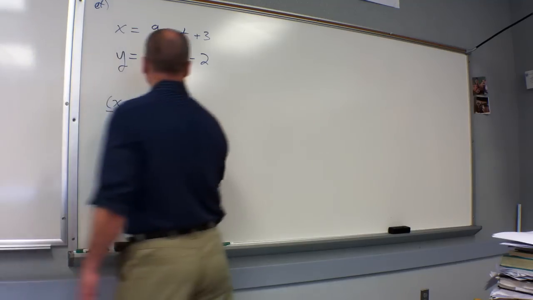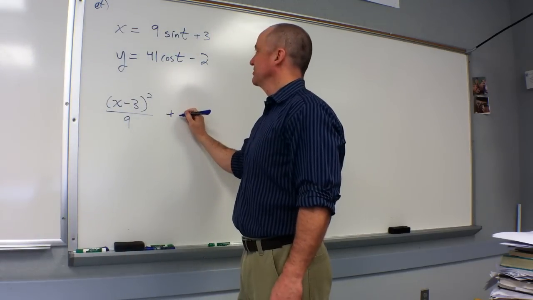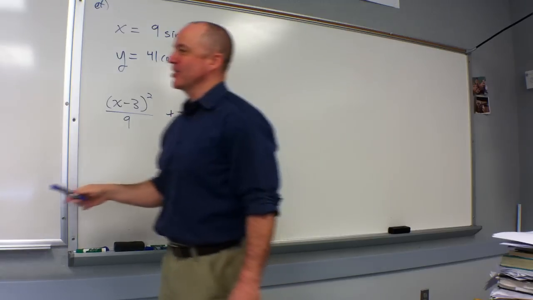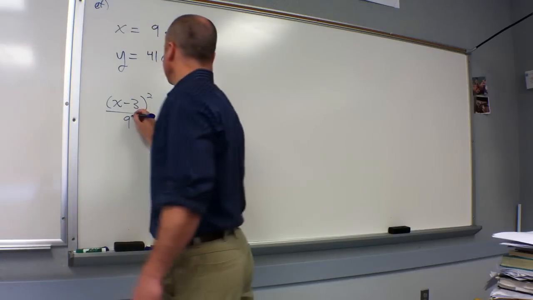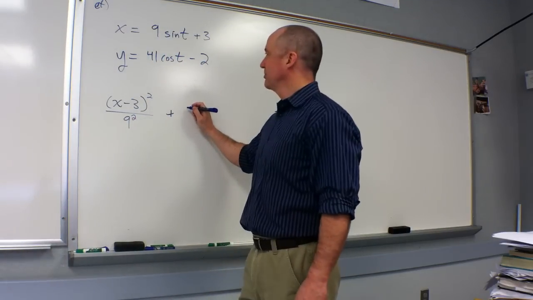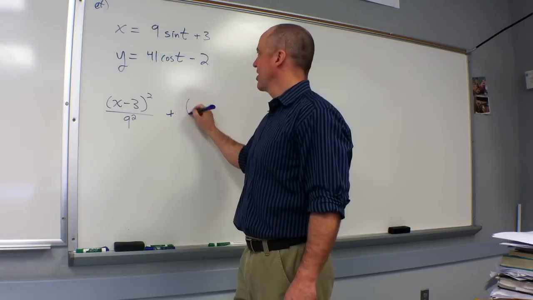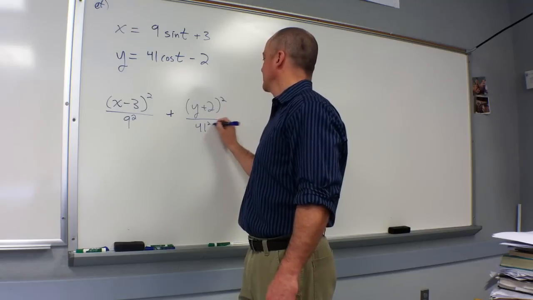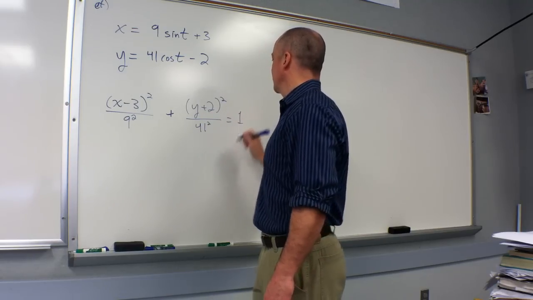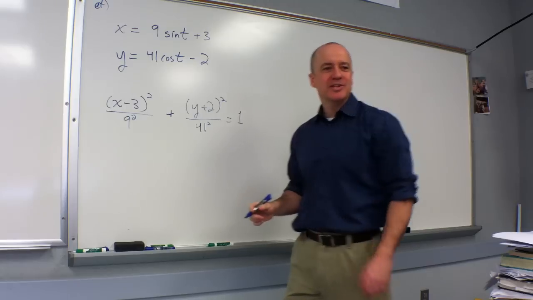Plus, over 9 or over 9 squared? No, it's over 9. The pattern over here was it became over 9 squared. Right, it is. And then this is going to be y plus 2 squared all over 41 squared. And then to get C, C is 40. Who remembers that triple?